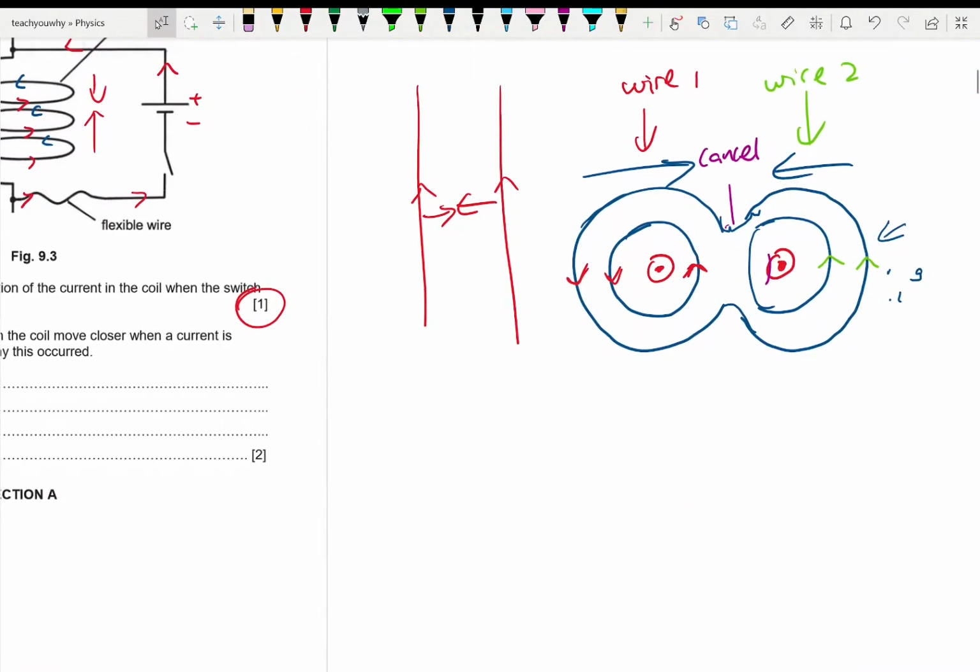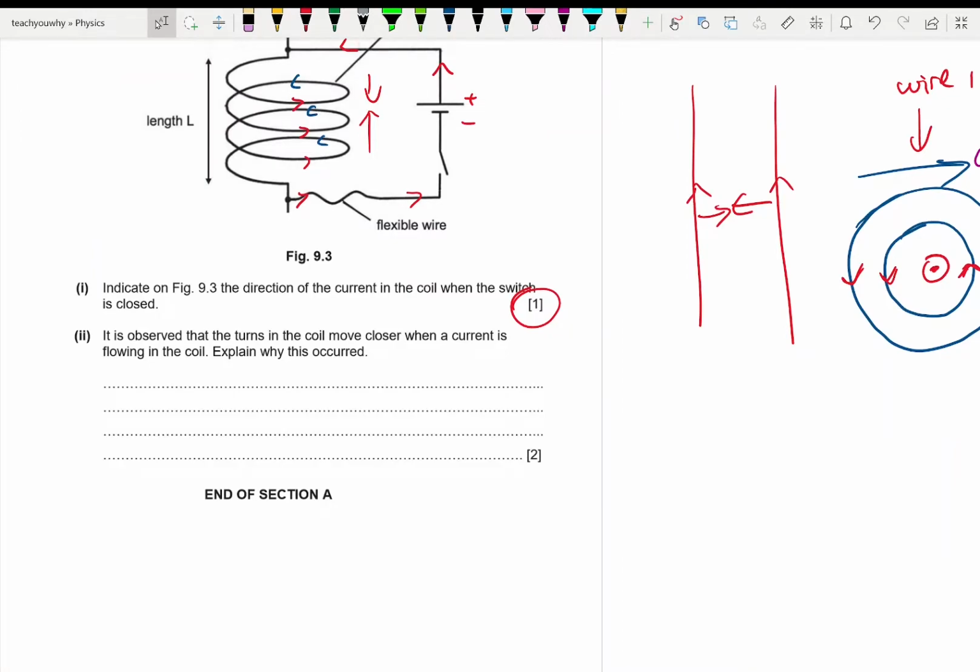Okay, I spent some time to explain this so that you will know how to explain this in the exam. So how will I explain this? I will say that, let me rephrase this. Two parallel wires with the same direction of current flowing through will be attracted.